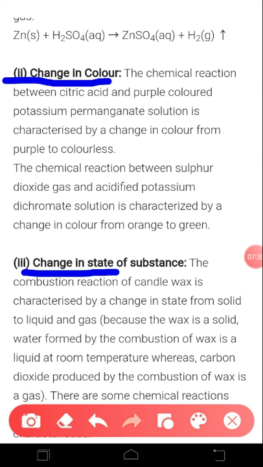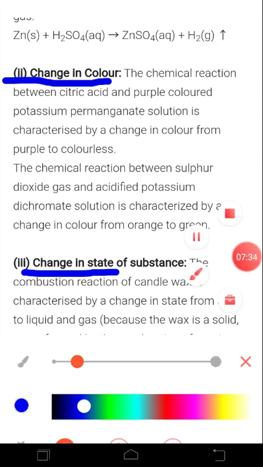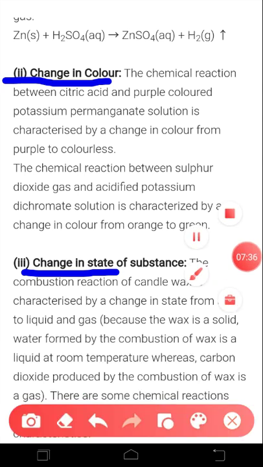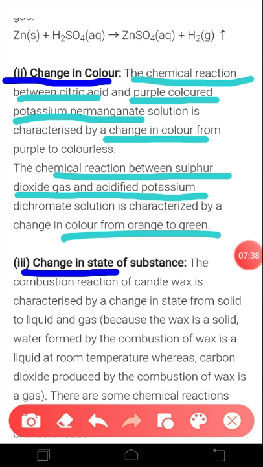So you can see change in color. Here you can see the change in color definition. The chemical reaction between citric acid and purple colored potassium permanganate solution is characterized by change in color. These things will change in color when the reaction takes place: citric acid, purple colored potassium permanganate.